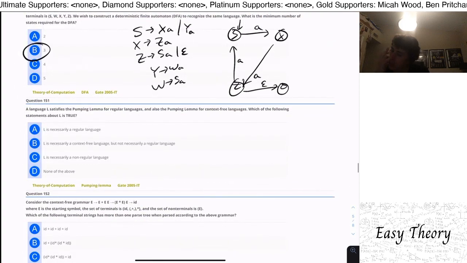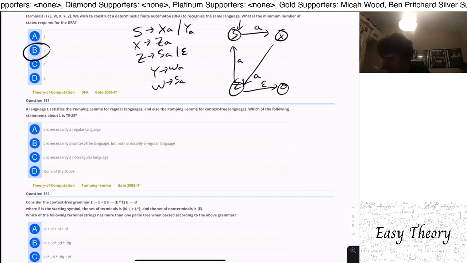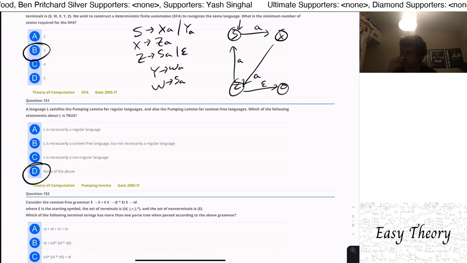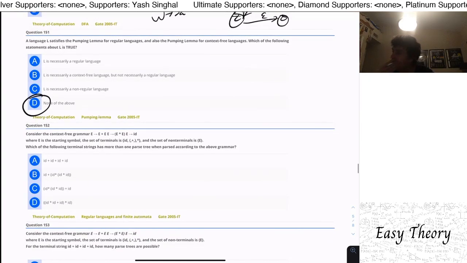Yeah, that's right. A language satisfies the pumping lemma. It also satisfies the pumping lemma for CFLs. Then what does satisfies the pumping lemma mean? If it means satisfies the entire thing, then it has to be regular. But if it satisfies the conditions, just the last 3 conditions for both of them, then it's neither necessarily, because you can have languages that satisfy the conditions but are not regular or context free.